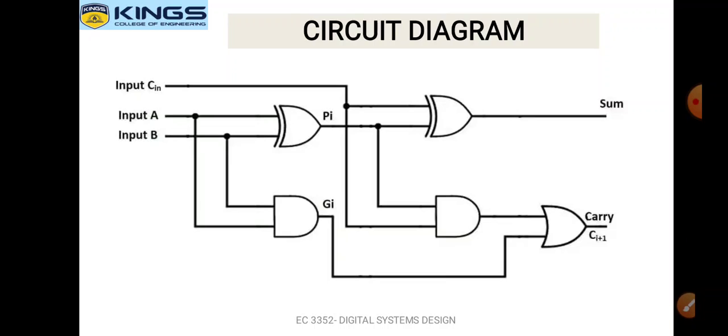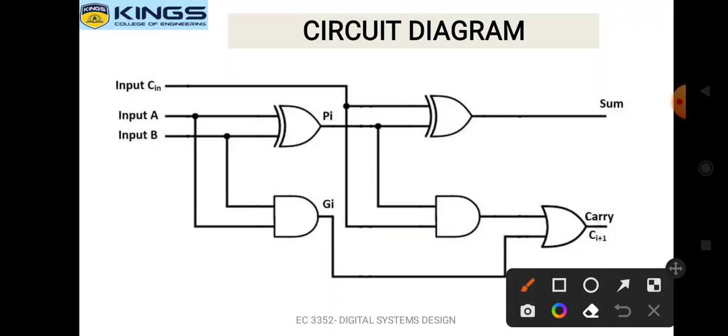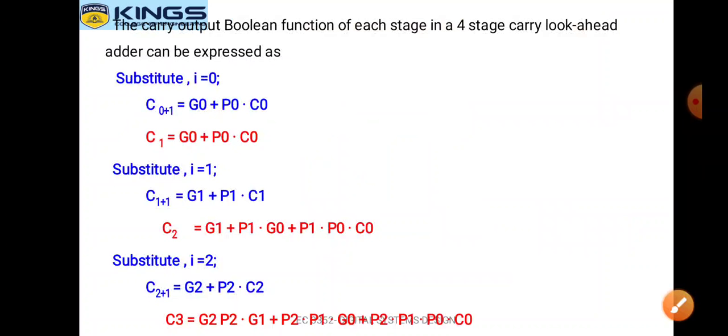This is the full adder circuit that we have considered. In this, we have defined the two functions, carry generate and carry propagate, and we are going to find out this Ci+1. See here, the carry output Boolean function of each stage in a 4-stage carry look-ahead adder can be expressed as follows. Now we are going to consider the equation Ci+1 is equal to Gi plus Pi Ci.